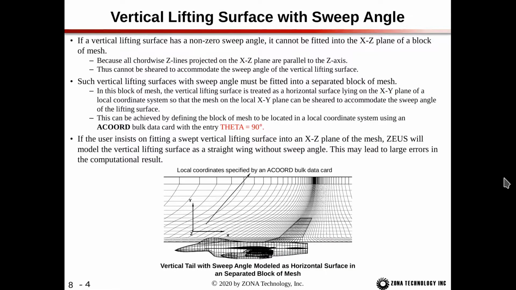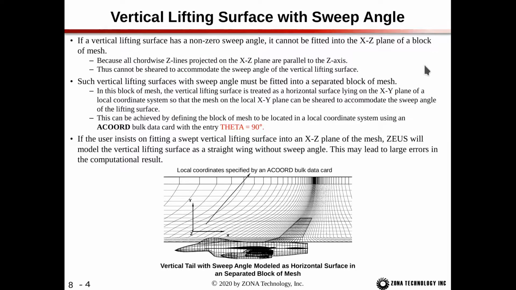Next, vertical lifting surfaces with a sweep angle. Why can you not do this? If a vertical lifting surface has a non-zero sweep angle, it cannot be fitted into the XZ plane of the block of mesh, because all of the chordwise Z lines projected on the XZ plane are parallel to the Z axis in the block of mesh. Thus, they cannot accommodate the sweep angle of the vertical lifting surface. So what must you do? The vertical lifting surface with a sweep angle must be fitted into a separate block of mesh.